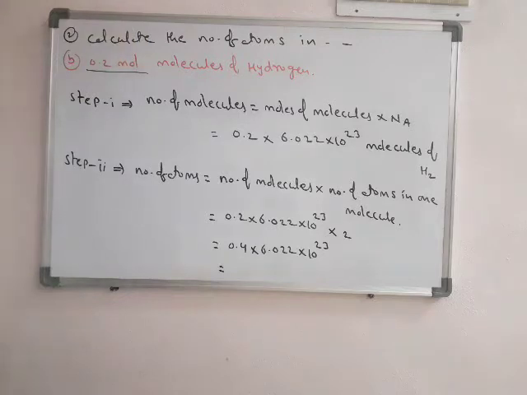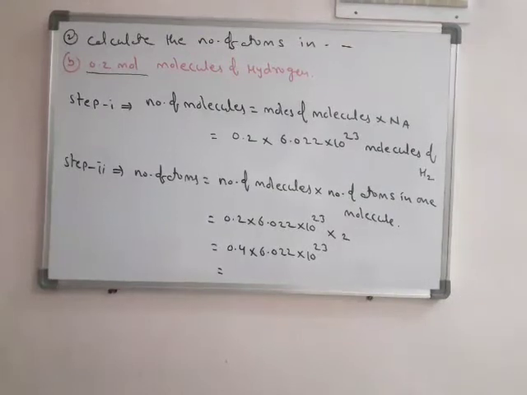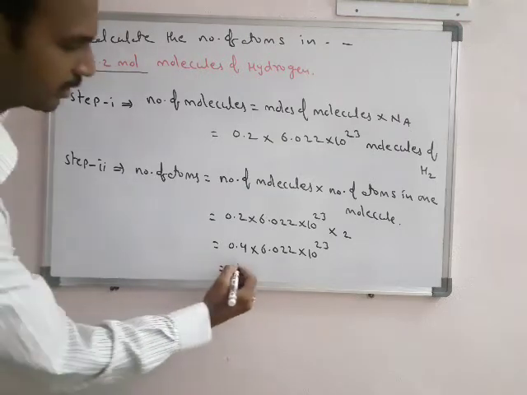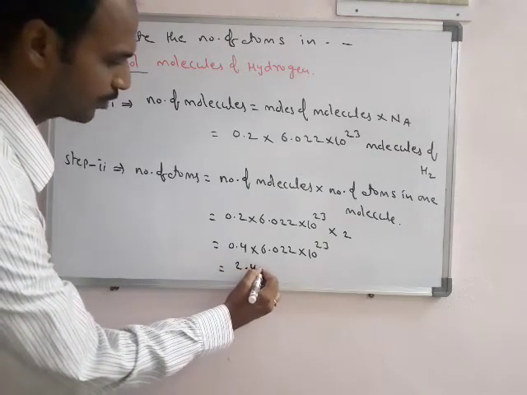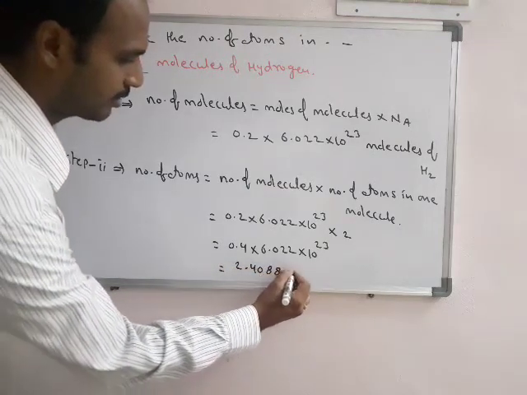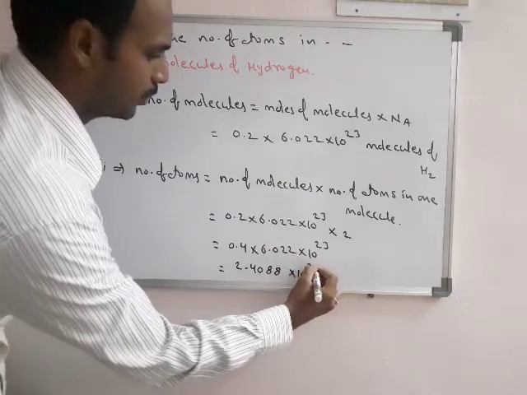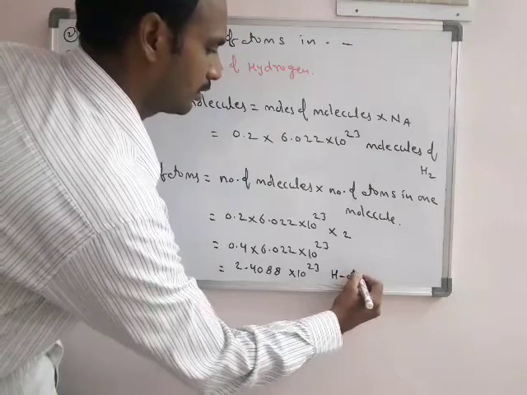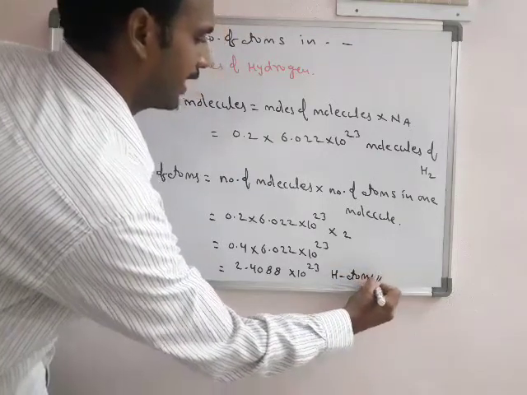So on this calculation we will get approximately 2.4088 into 10 power 23 hydrogen atoms.